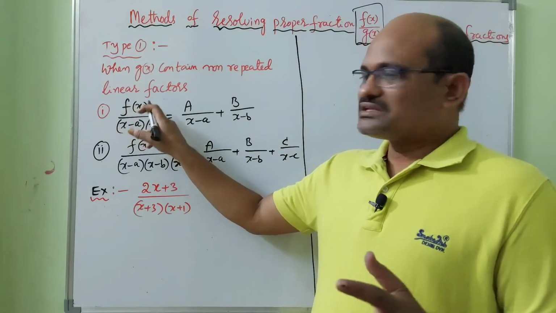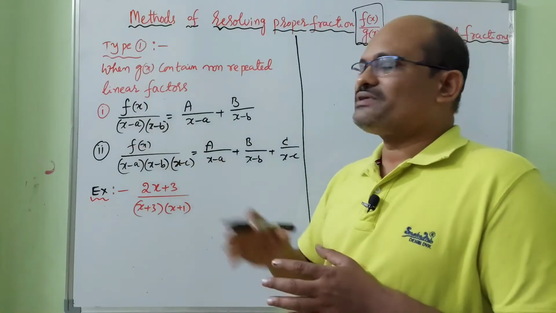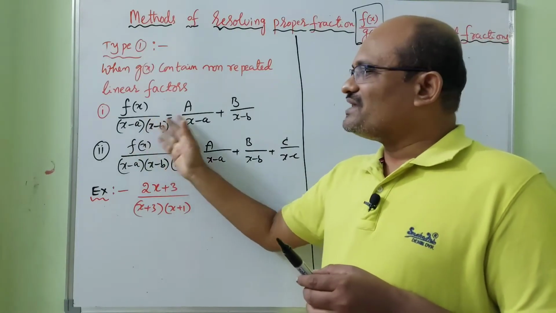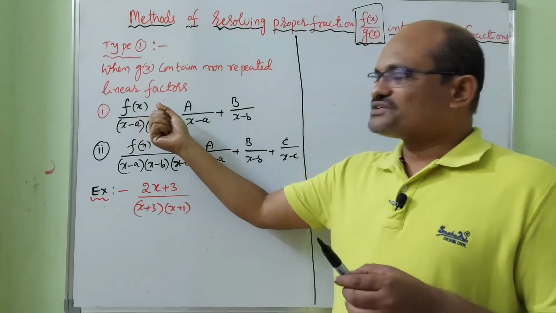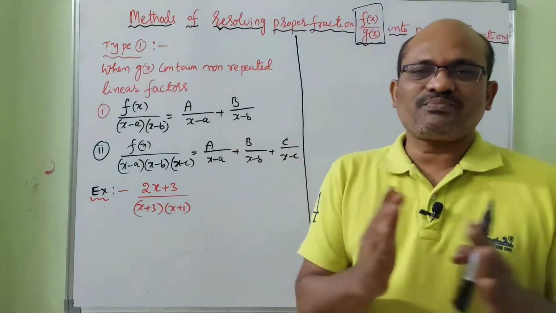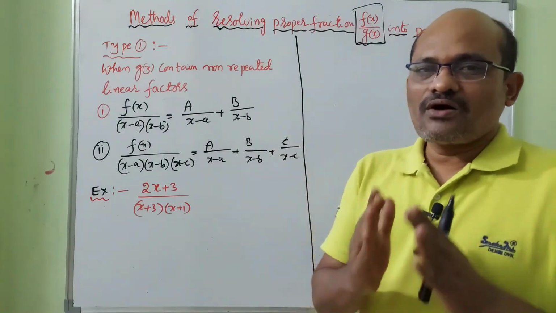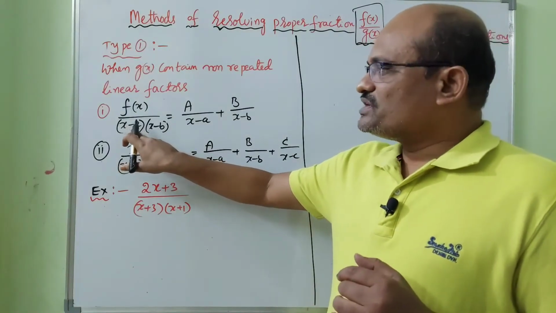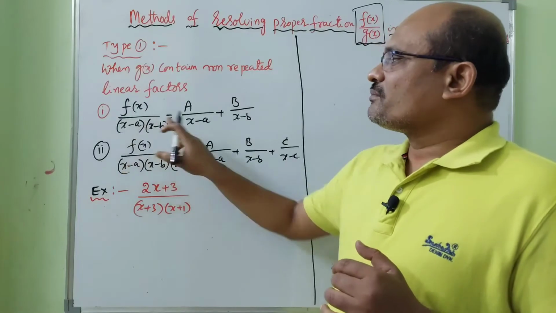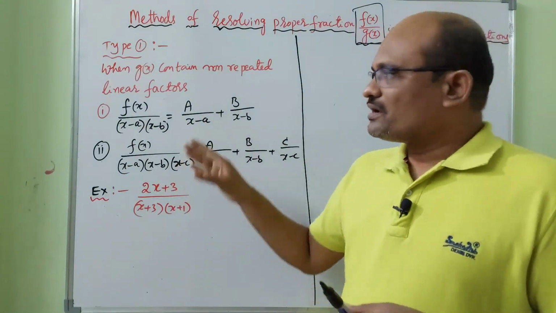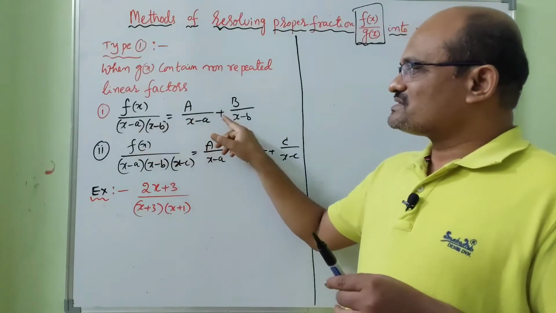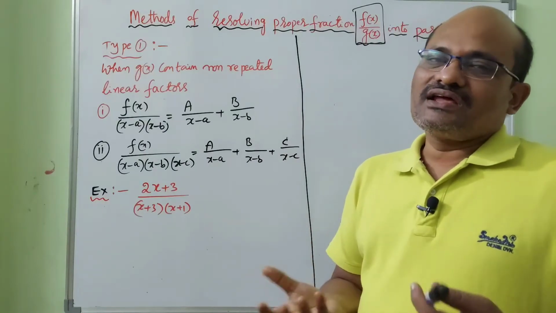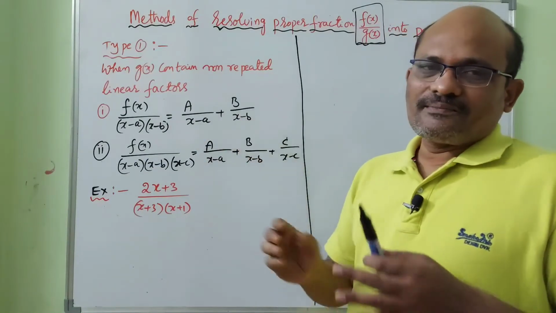Observe carefully. Suppose the fraction is like this, f of x by x minus a into x minus b, which means g of x contains two first degree factors, they are not repeating, they are different. Then how to resolve this fraction into partial fractions, meaning parts? How to split them into different parts? Because these are two linear factors, by taking constants you can write the fractions like this, A by x minus a plus B by x minus b. A and B are unknown constants, we have to find A and B.